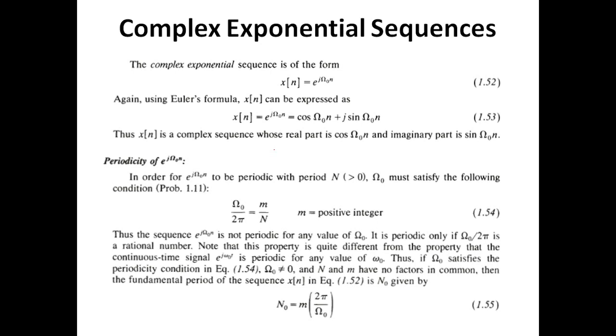Now just like the continuous time complex exponential signals, we have discrete time complex exponential sequences. The rest of the things remain the same. Over here, omega naught by 2 pi equals m by capital N, where m is a positive integer, and the sequence becomes periodic when this is a rational number, right? We have discussed this in our previous class.